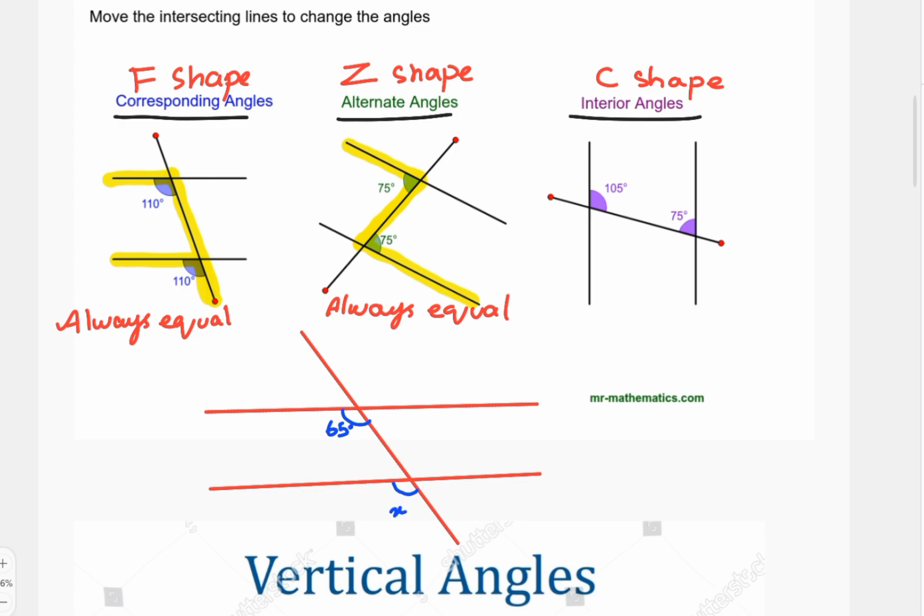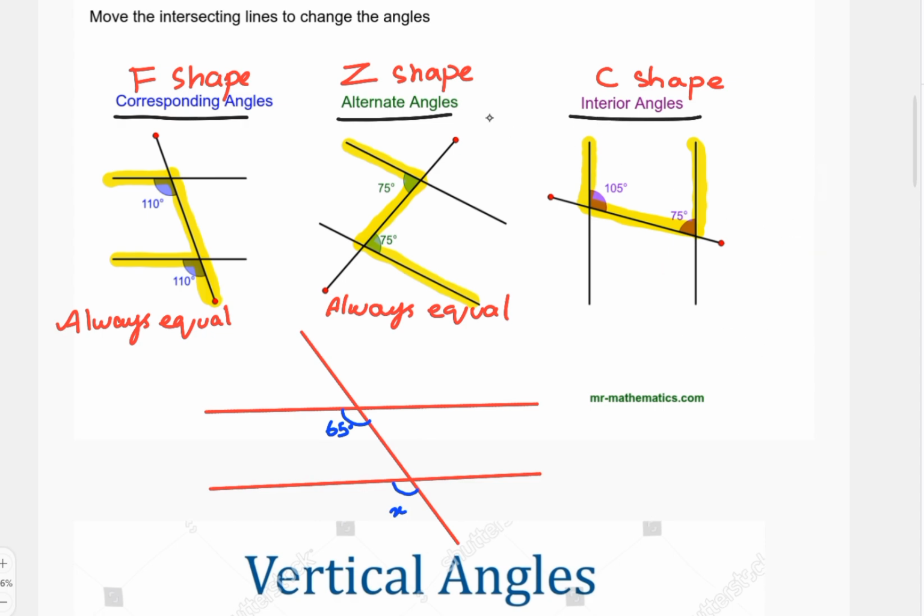Now let's talk about the last one here, the interior angles, and they make the C shape. How are they making the C shape? So this is the first angle and it is in between this line and this line. The other angle is in between this line and this line, right? So this C is basically like this. It could be like this, it could be like this. So the shape should be like this. We call them interior angles. This is the C shape.